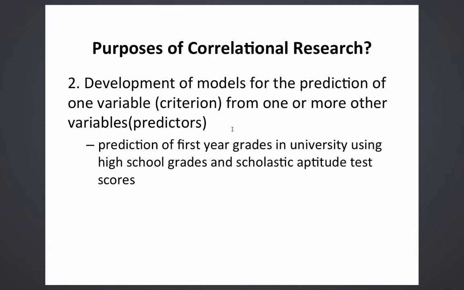We can also use it to develop models for the prediction of one variable from one or even more variables. So we're trying to do our best at predicting the future. This is where regression comes in handy. Can we predict first-year grades in university using high school grades and scholastic aptitude test scores? Or can we predict the success of our undergraduate students based on our admissions metrics? And so we will do some regression analyses to see how much of the variation in first-year grades is explained by the set of variables that make up our admissions tools.